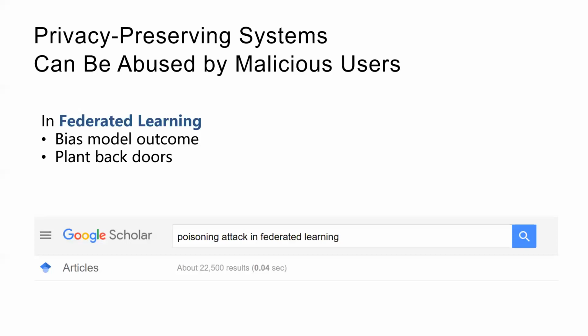All right. So today we're going to talk about privacy preserving machine learning and privacy preserving systems. But we all know that privacy preserving systems can be abused by malicious users, especially when the system provides anonymity to the user. For example, in federated learning, a malicious user can do a lot of things to attack the model. For example, it can bias the model outcome by maliciously generating some gradients, and even worse, it can also plant some backdoor in the federated learning model, and then later use this backdoor to attack some system. And if you search for poisoning attack in federated learning on Google Scholar, you get more than 20,000 papers on this. So this is definitely an issue.